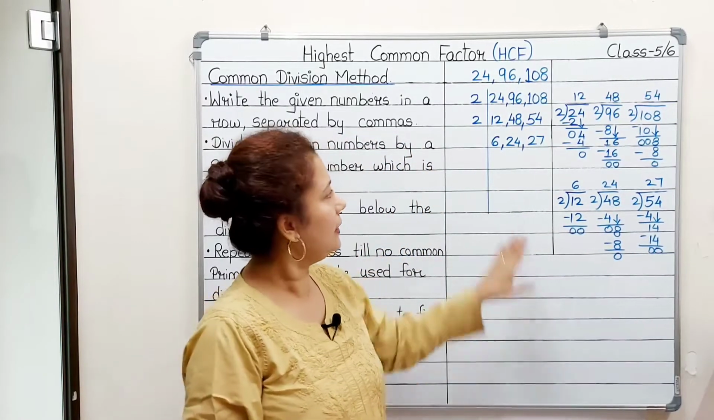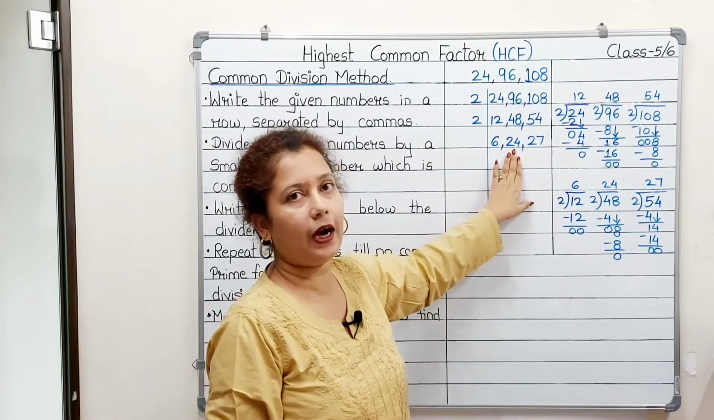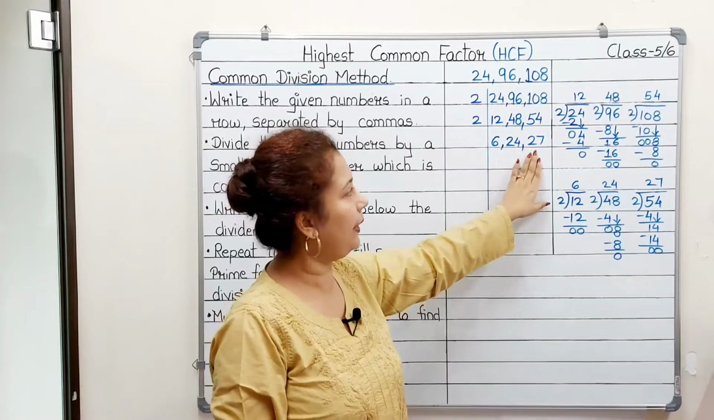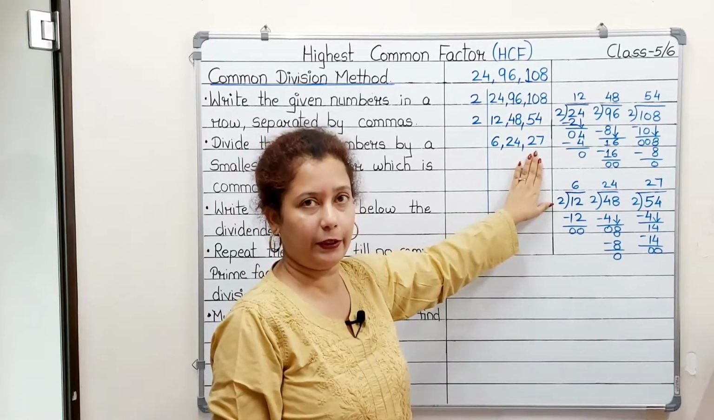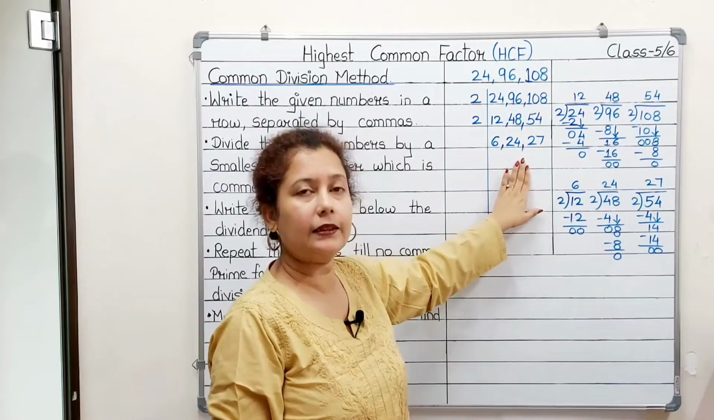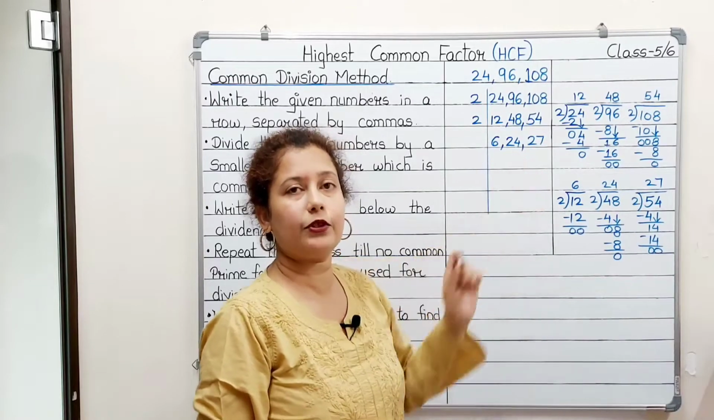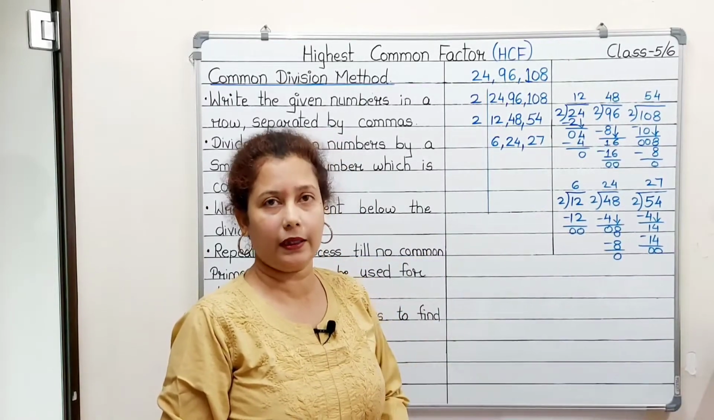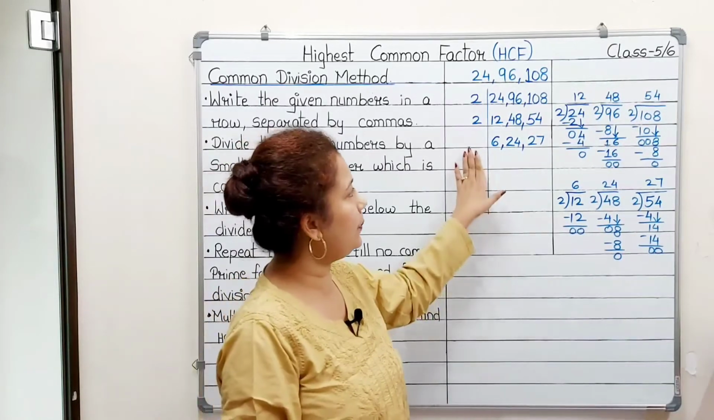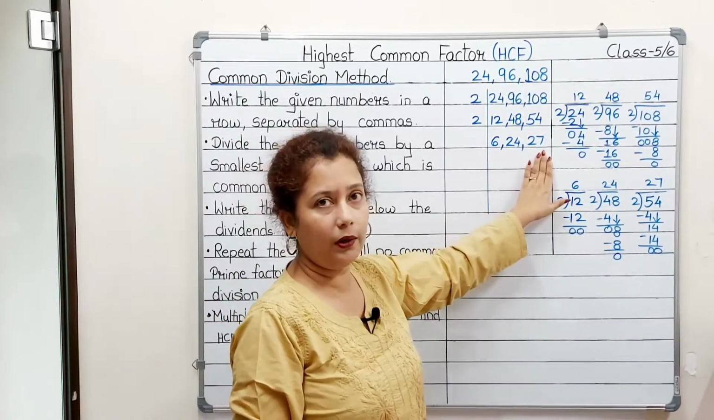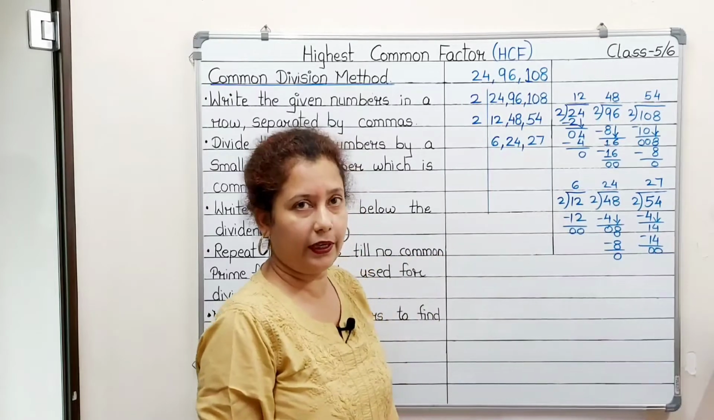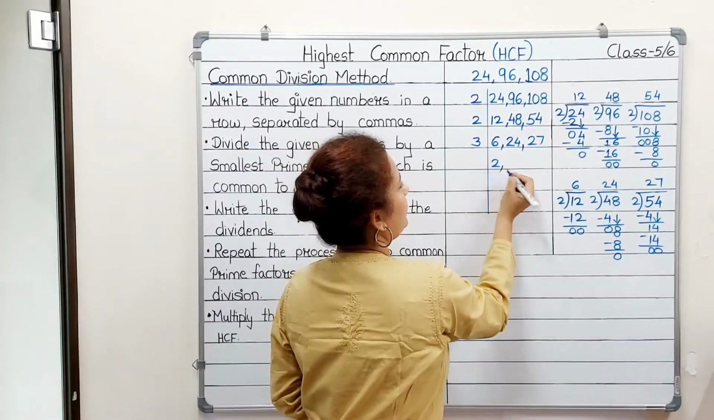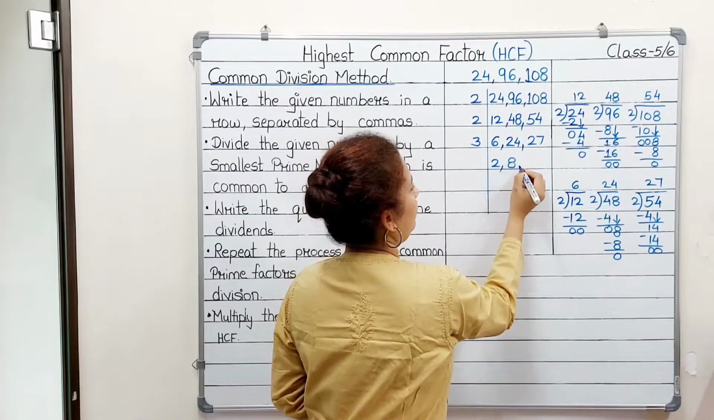Now here, 6 and 24 are even numbers and they are divisible by 2. But 27 is not divisible by 2. But here in common division method, we have to take the prime factor which can divide all the given numbers. So the next prime number which can divide all 3 numbers is 3. So we will write 3. 3 2s are 6 and 3 8s are 24.